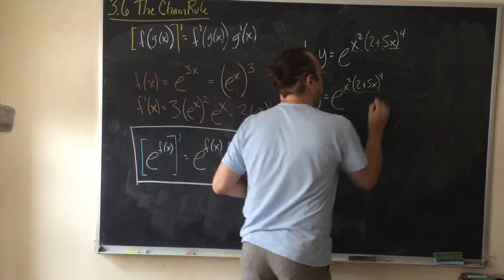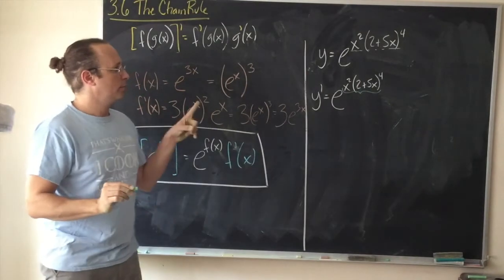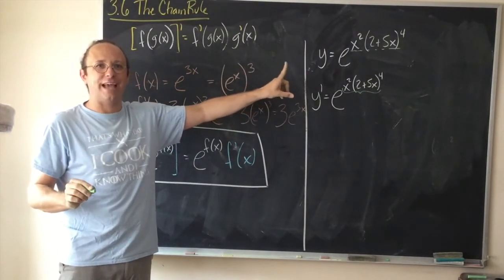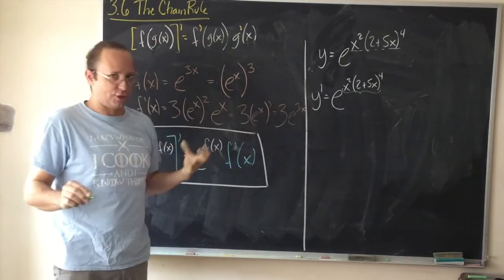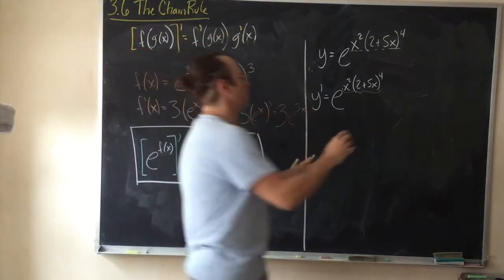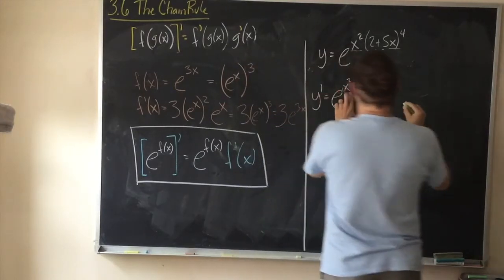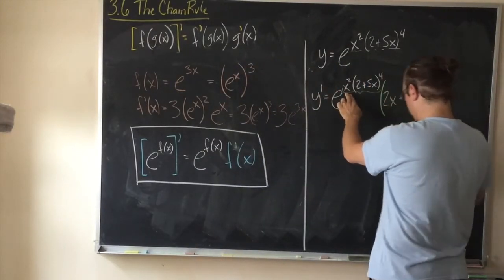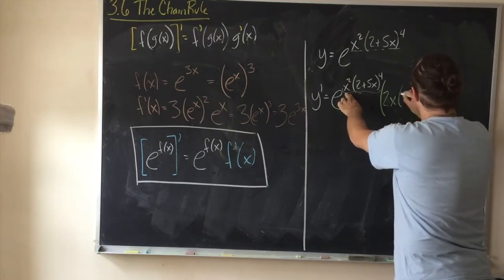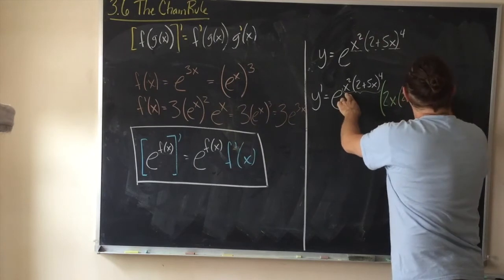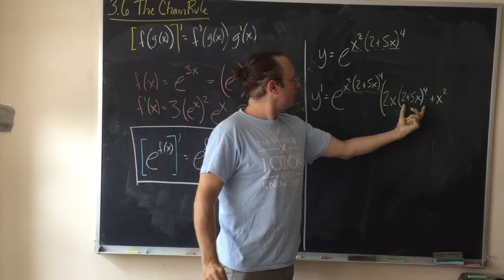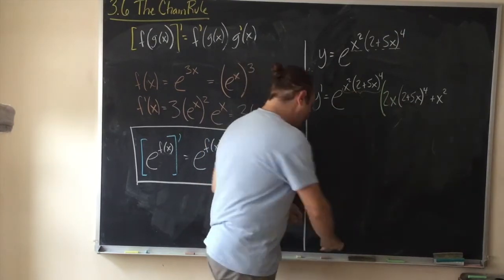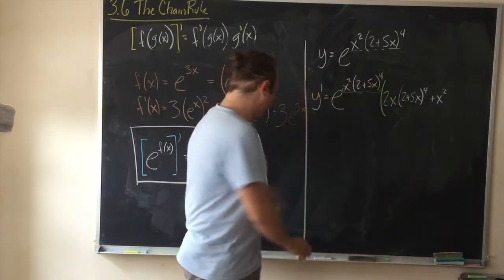I need to take the derivative of this guy right here. But that's two things multiplied together. So that's going to require the product rule inside of our chain rule. Okay, so let's get that going. So derivative of the first times the second plus the first guy, and now I need to take the derivative of this second guy.